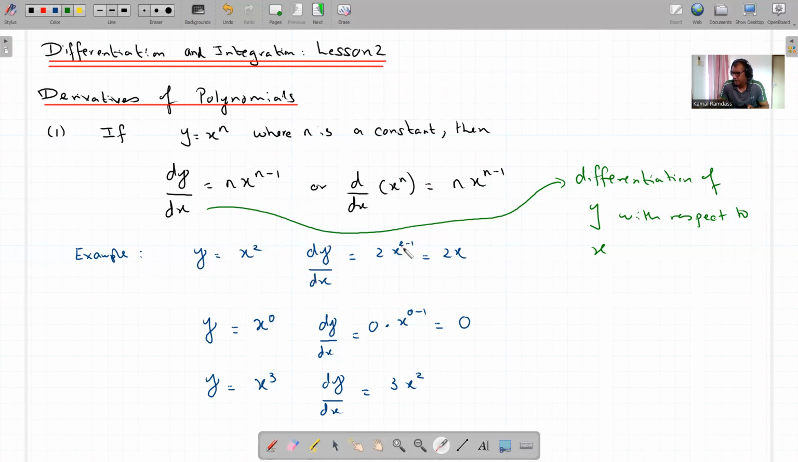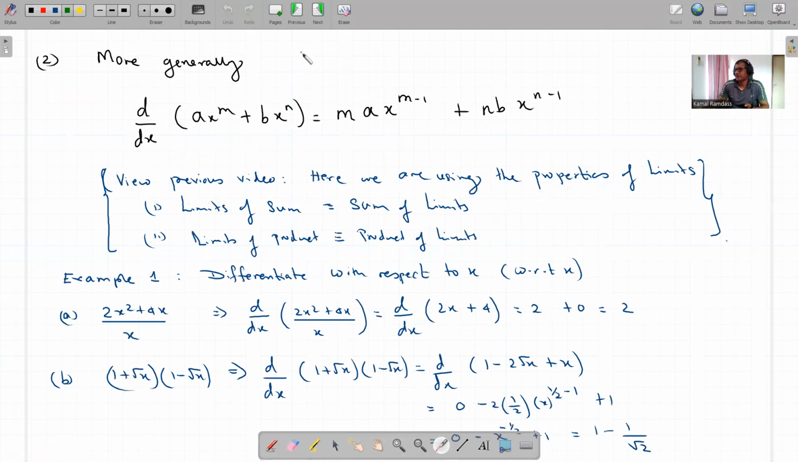Bon, un exemple, y is equal to x squared, dy by dx, nous prenons ça, nous mettons par devant, et là, nous réduisons the power of 2 by 1. Bon, vous gagnez 2x to the power of 2 minus 1, which is equal to x. Un autre exemple, y is equal to x to the power of 0, dy by dx, nous prenons 0, nous mettons par devant, multiply by x to the power of 0 minus 1, and any number multiplied by 0 is equal to 0. Y is equal to x to the power of 3, dy by dx is equal to, nous prenons 3, nous mettons par devant, et la power nous réduit par 1, il y a 3x au carré.